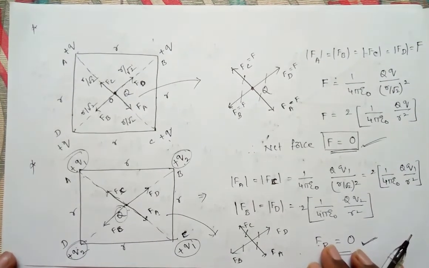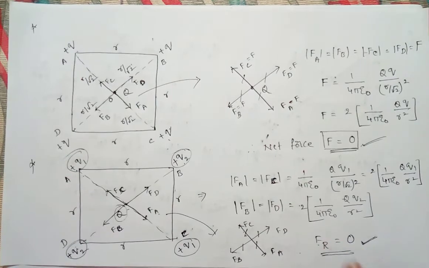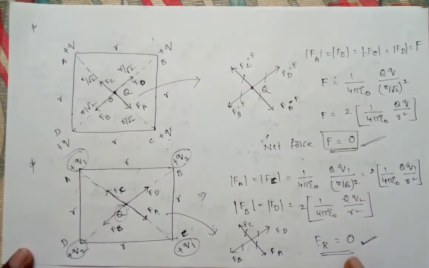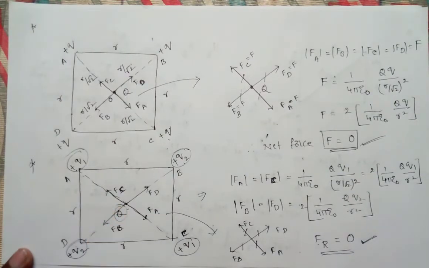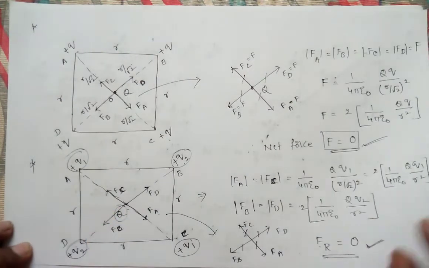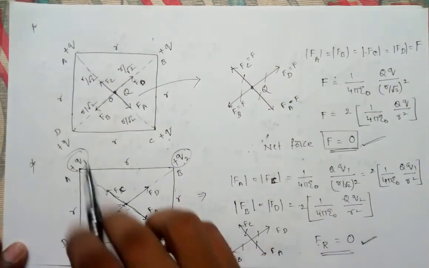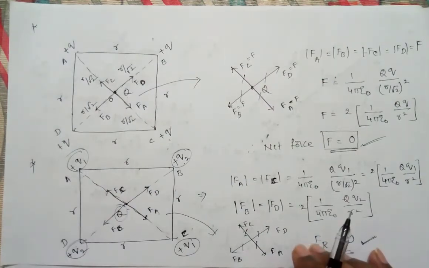Whenever you see such situations in problems, you can directly go for the options without solving anything. The resultant force is 0 on the charge located at the center. Remember these cases. Next we will go for another case: if any one of the charges is reversed, what will happen to the charge at the center? That will be discussed. Now we'll go for that concept.